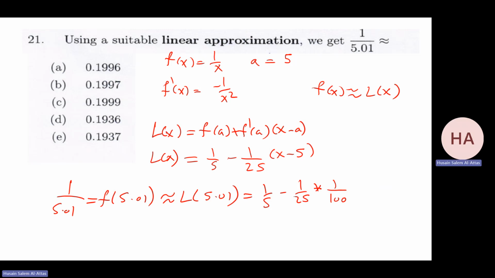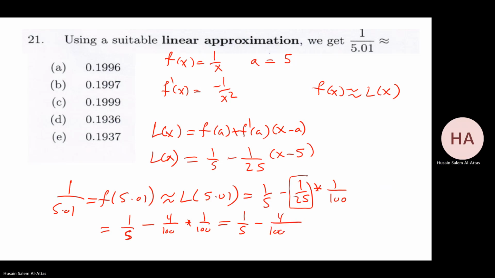Now I need to do this in an easy way. Since all the answers are in digits, I'll change it to digits. That will be 1 over 5. I'll come back to 1 over 5. But this is 4 over 100 times 1 over 100. Okay, which is 1 over 5 minus 4 over 10,000.